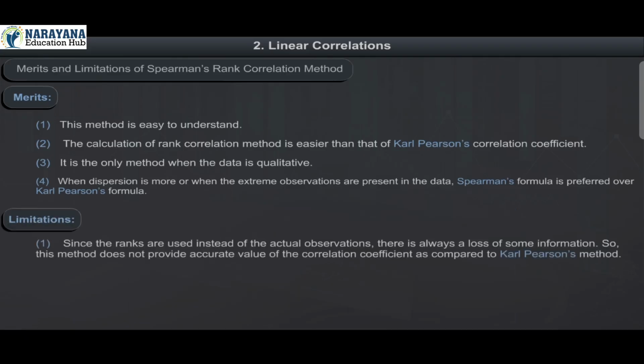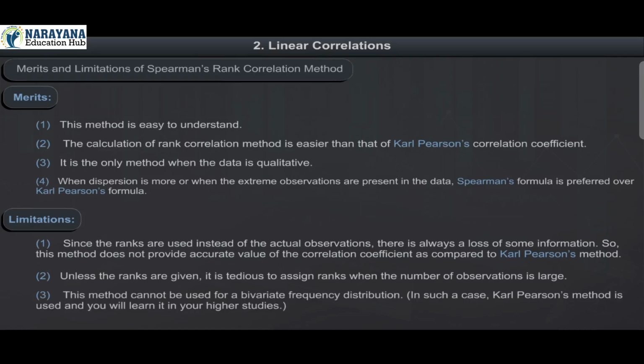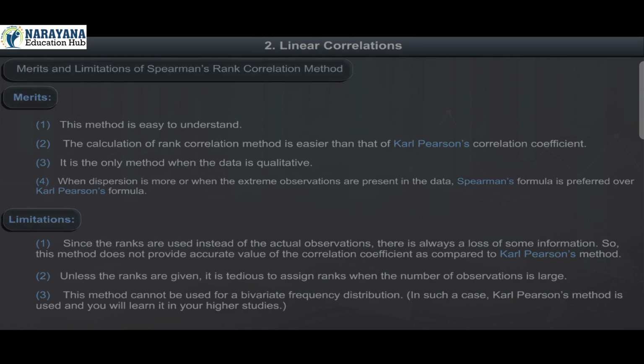Limitations. 1. Since the ranks are used instead of the actual observations, there is always a loss of some information. So this method does not provide accurate value of the correlation coefficient as compared to Karl Pearson's method. 2. It is tedious to assign ranks when the number of observations is large, unless the ranks are given. 3. This method cannot be used for a bivariate frequency distribution. In such a case, Karl Pearson's method is used and you will learn it in your higher studies.